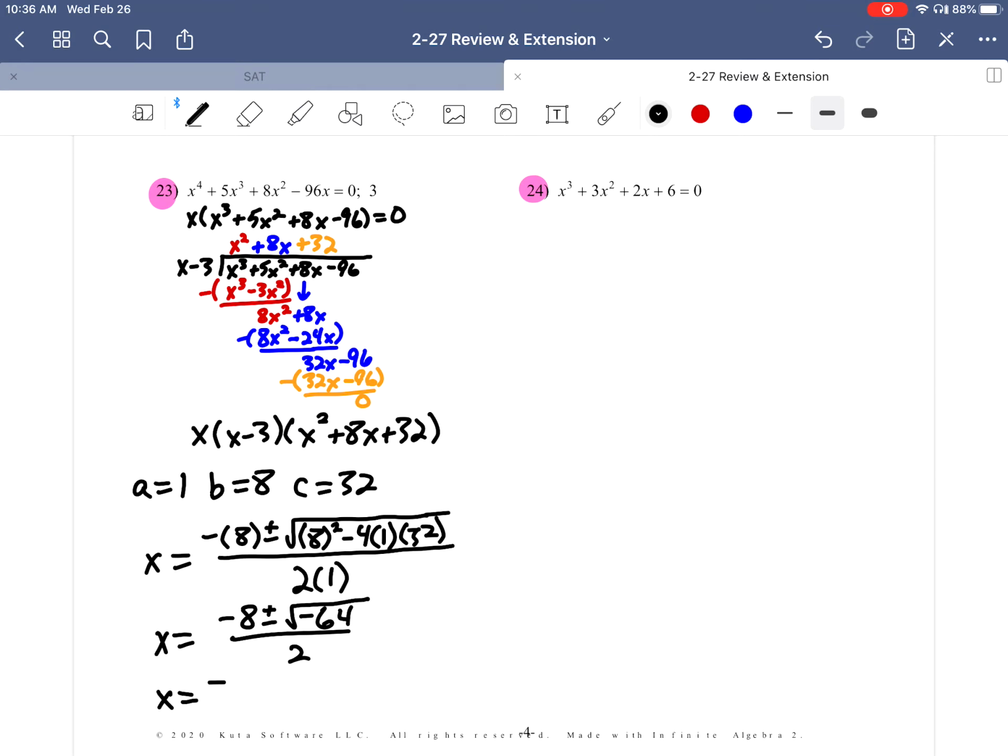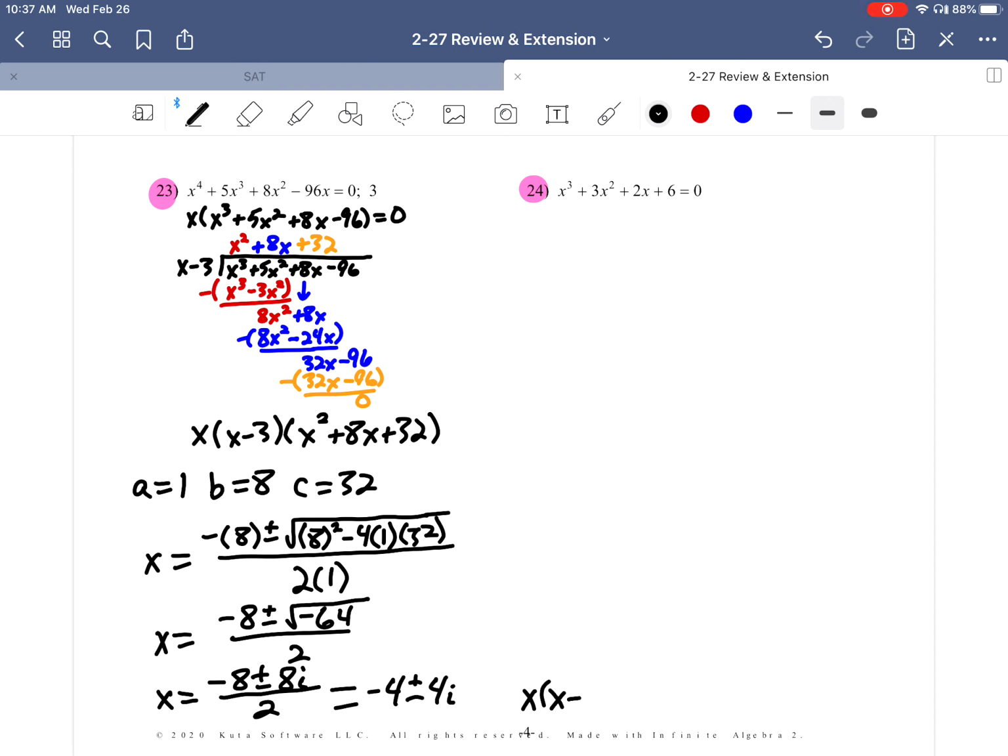So we have x is equal to negative 8 plus or minus the square root of negative 64, which is 8i, because 64 square rooted is 8, over 2. Well, that equals negative 4 plus or minus 4i. All right. So that means that we could rewrite this equation in this way.